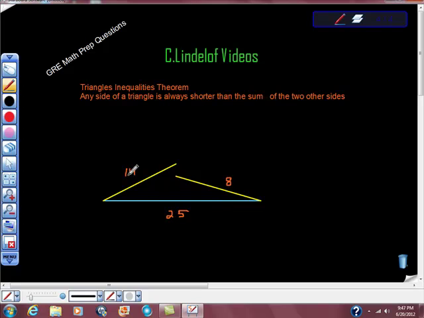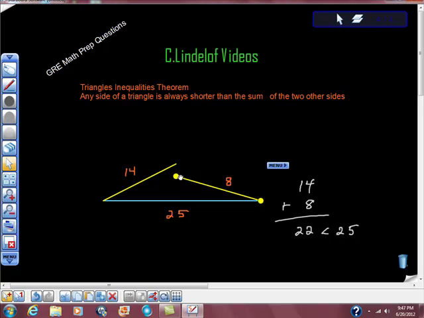Than that. But if you add 8 and 14, so 14 plus 8 is 22, and 22 is less than 25. It has to be greater than 25, doesn't it? So here's what we get. As we mess with this thing, we see that we can't make it touch. It won't touch here. All right?